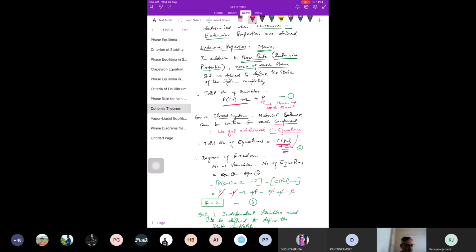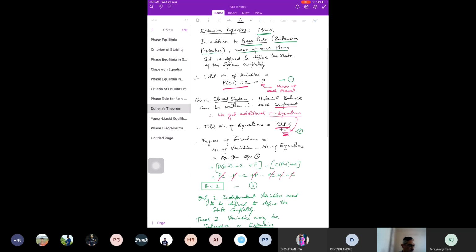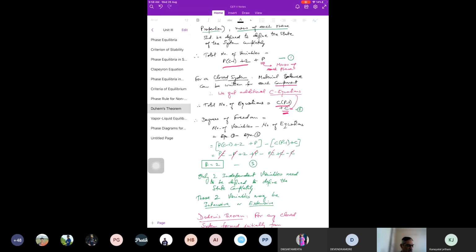Any questions on equation 3? Okay, there are no questions. That means you only need two independent variables to define the state completely. This is for a closed system. We just need two, or minimum two rather, not only two. It's a minimum two. I should say minimum two.